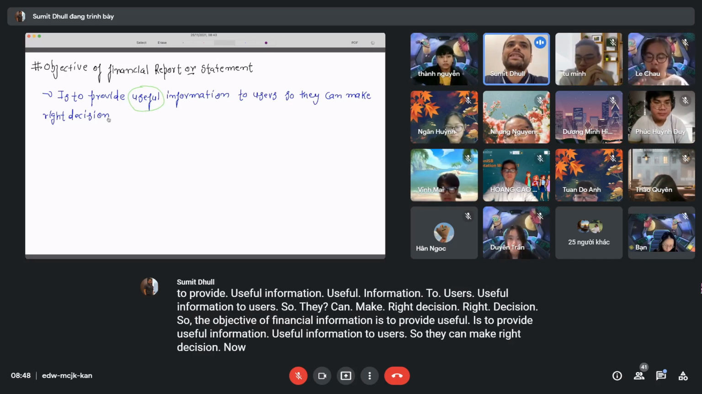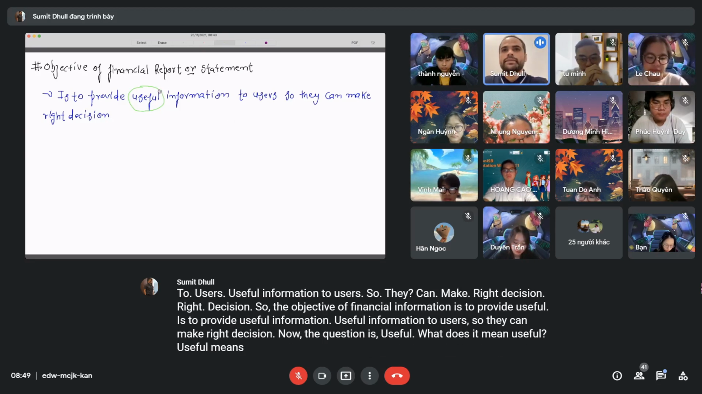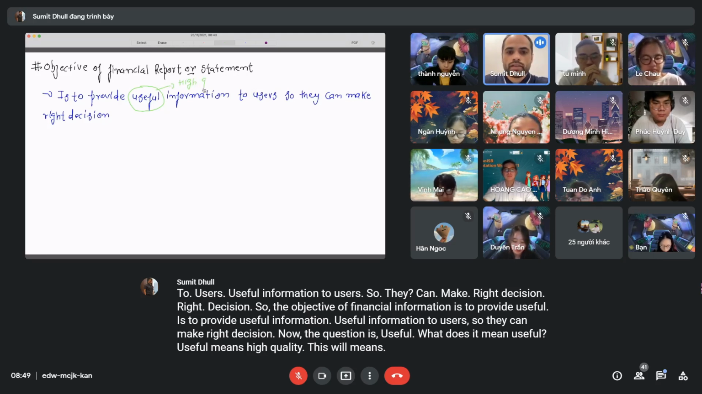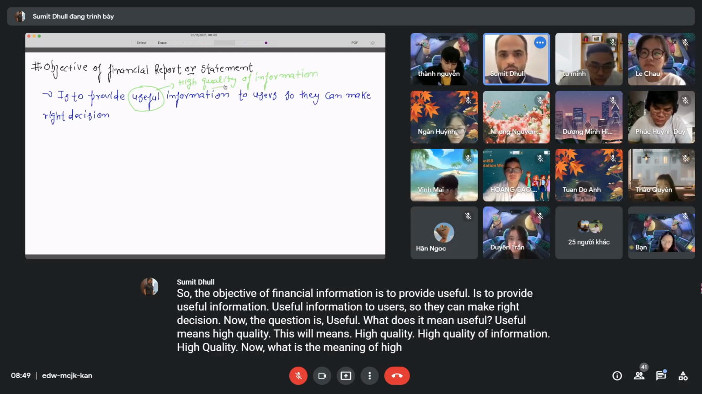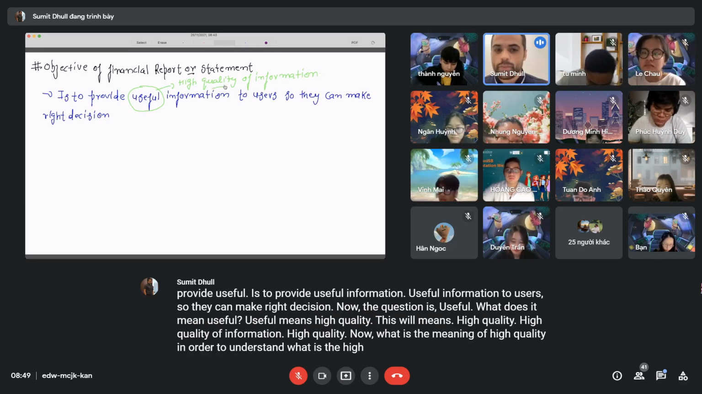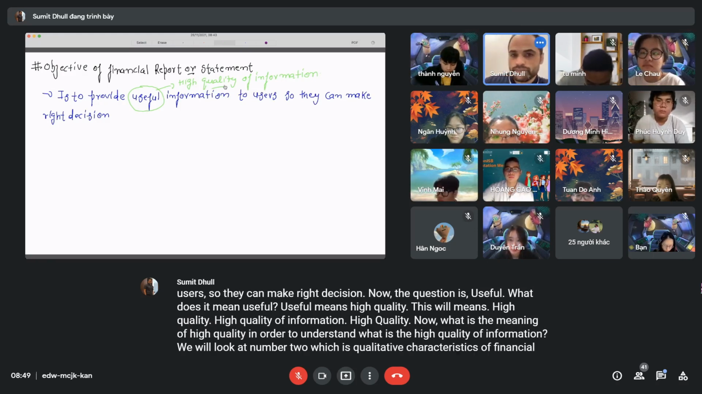Now the question is, useful. What does it mean, useful? Useful means high quality. High quality of information. Now, what is the meaning of high quality? In order to understand what is the high quality of information, we will look at number 2, which is qualitative characteristics of financial information. All right.